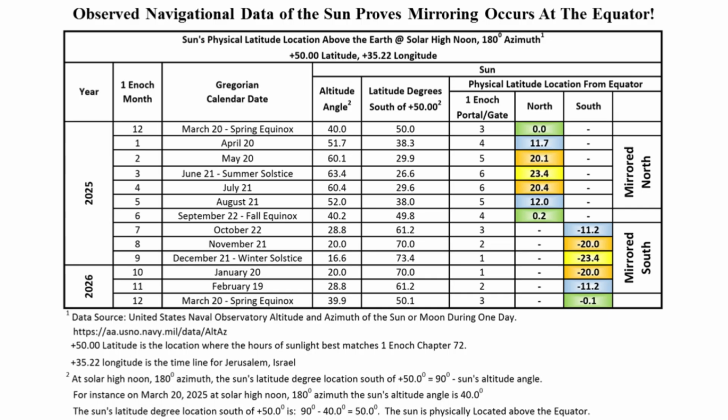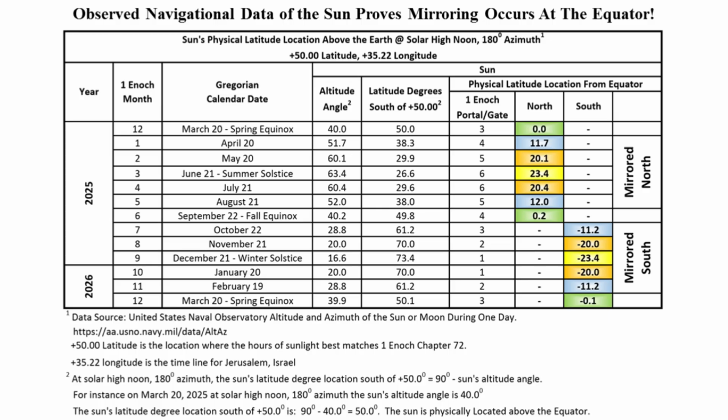August 21, first Enoch month 5, the sun's latitude location is 12 degrees north of the equator and the sun's last day is in gate 5. September 22, fall equinox, first Enoch month 6, the sun's latitude location is 0.2 degrees north of the equator and the sun's last day in gate 4. October 22, first Enoch month 7, the sun's latitude location is 11 degrees south of the equator and the sun's last day in gate 3.